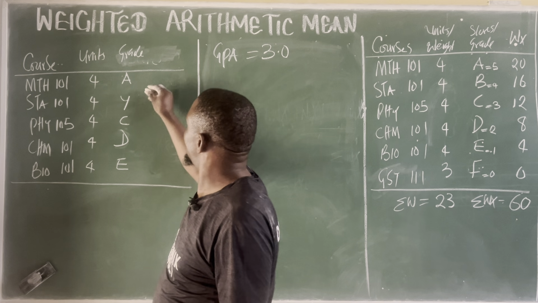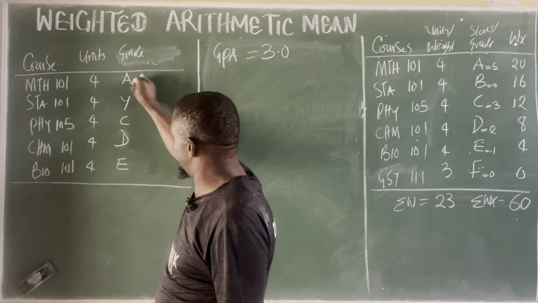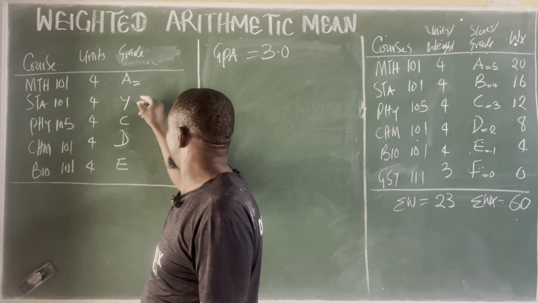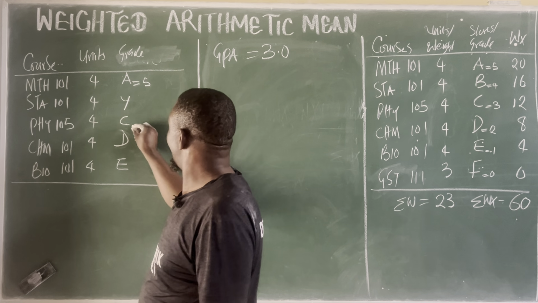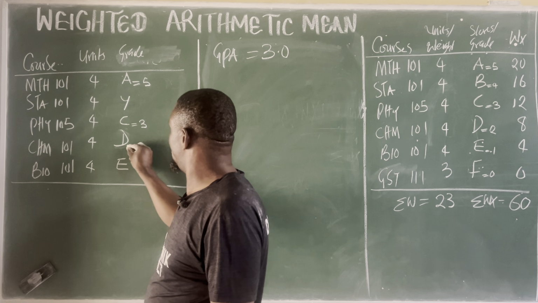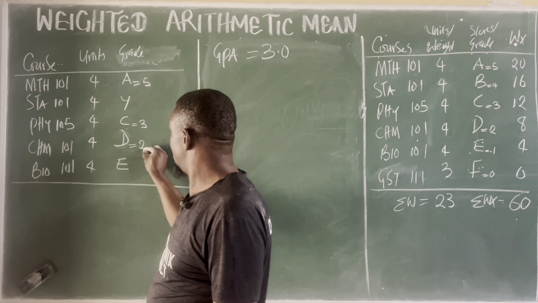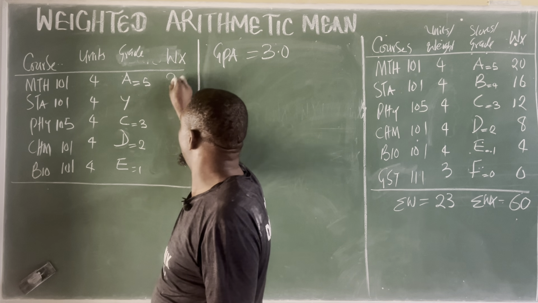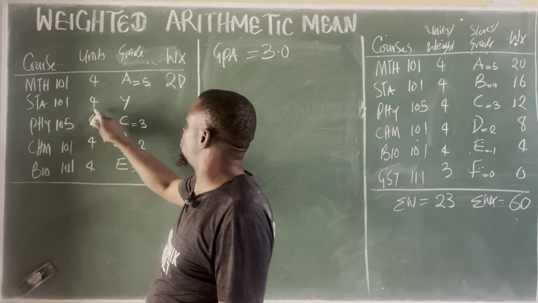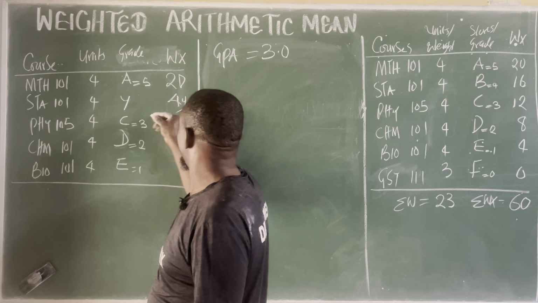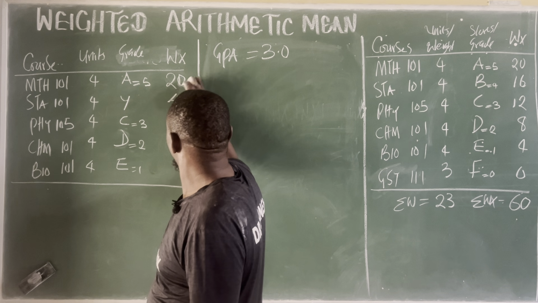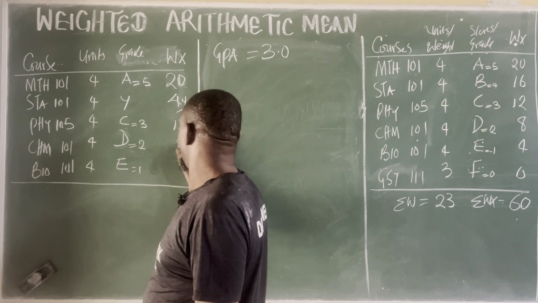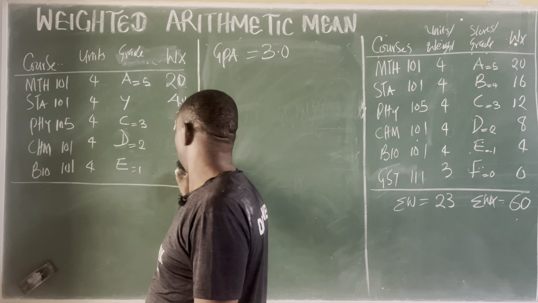Now, in that case, note that since we are considering a 5-point scale, our A is 5, our C we know is 3, D is equal to 2, E is 1. So that our WX will be 4 times 5, 20. We don't know this, so 4 times Y will be 4Y. 4 times 3 will be 12. 4 times 2 will be 8. And 4 times 1 will be 4.